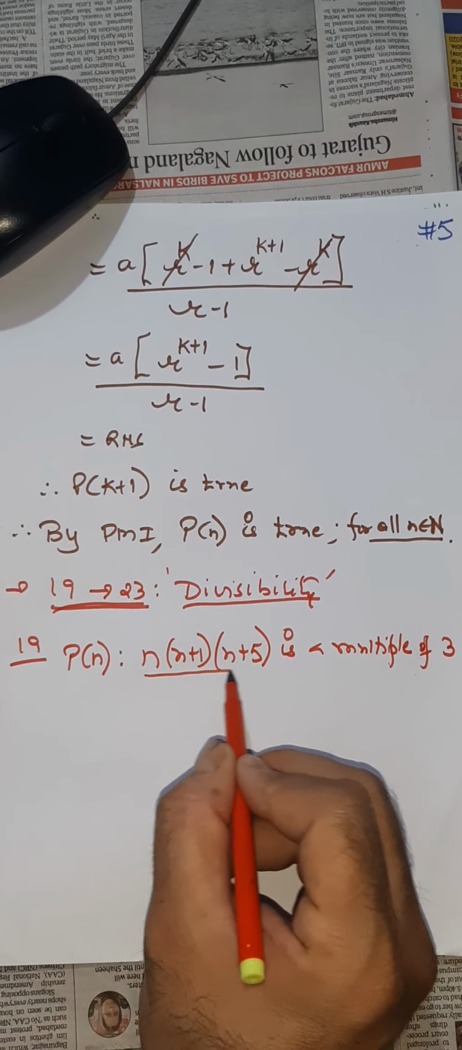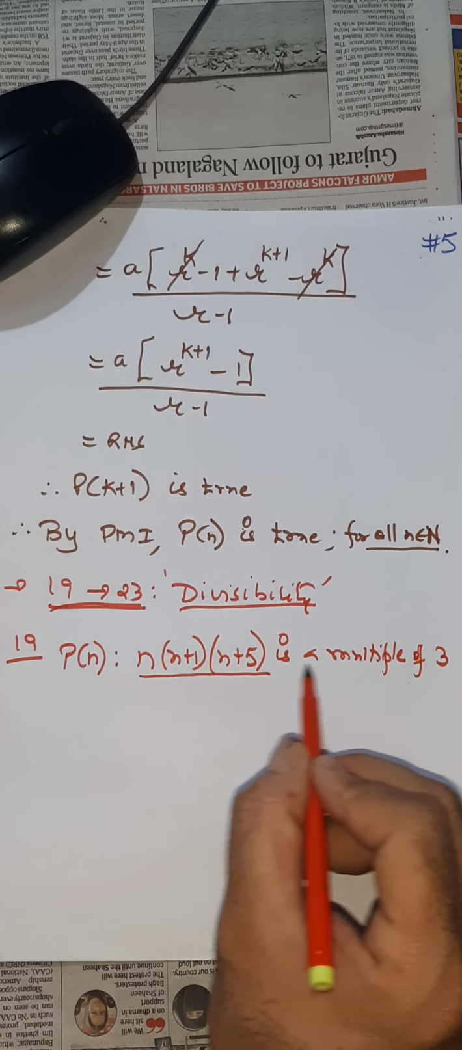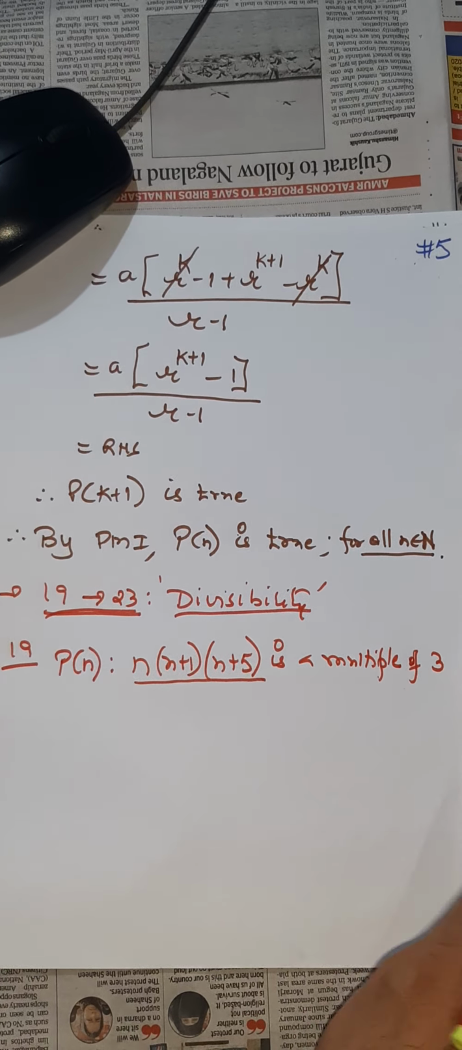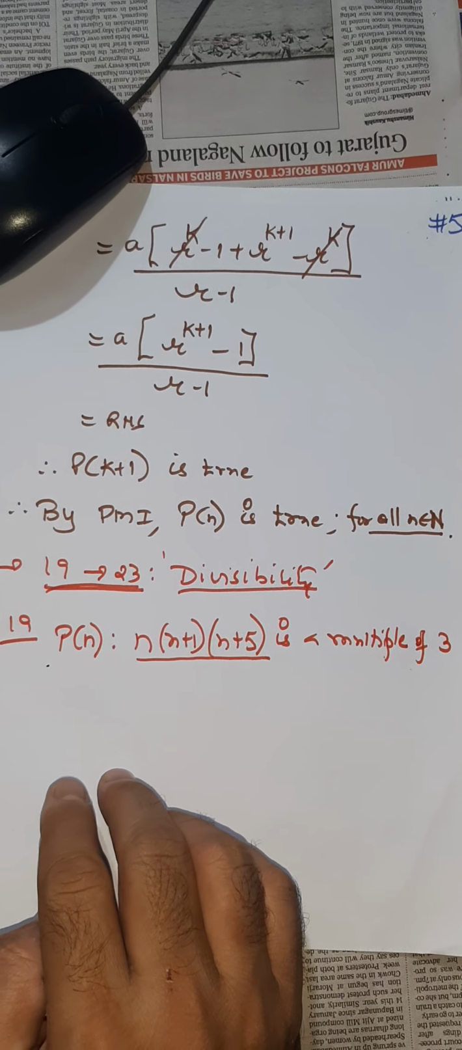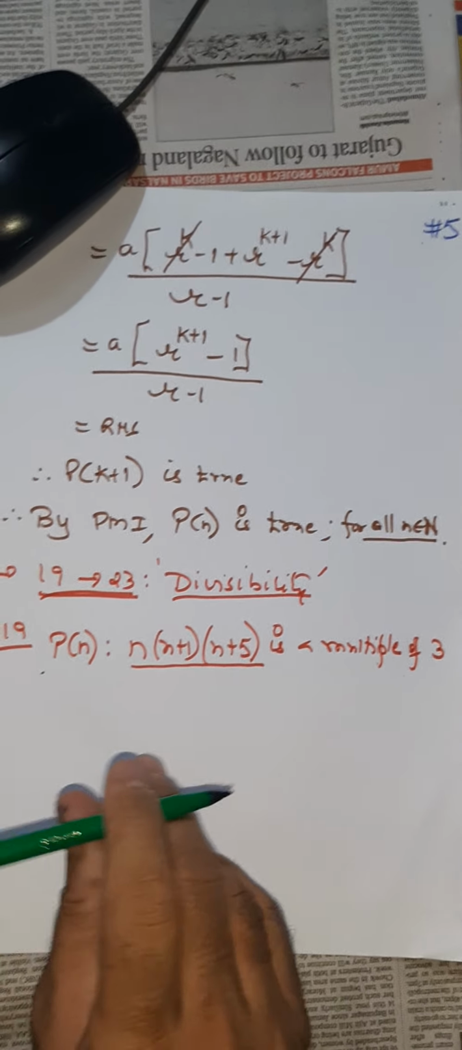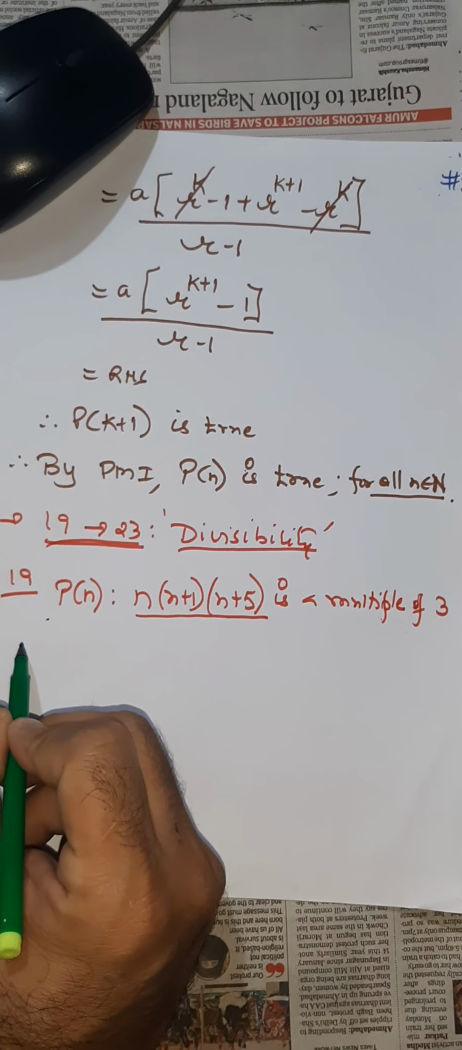This expression n into n plus 1 into n plus 5 is a multiple of 3. So we prove this using PMI. We want to show that this is always true for every natural number. Okay, so what's the procedure?